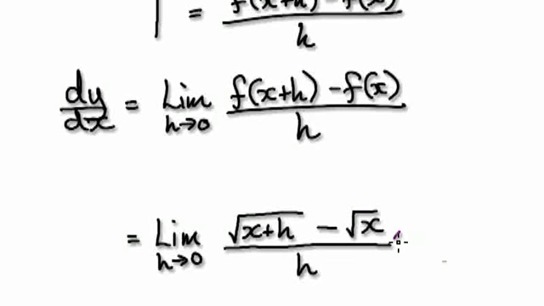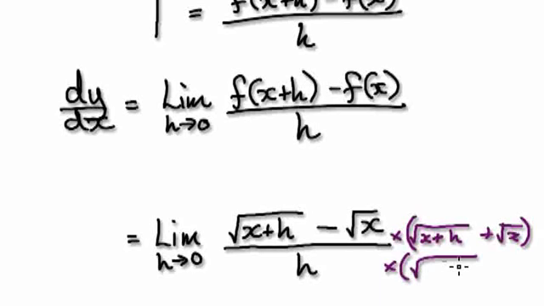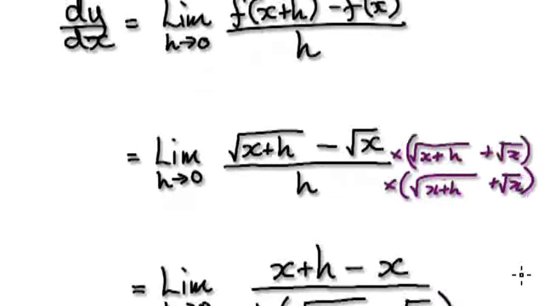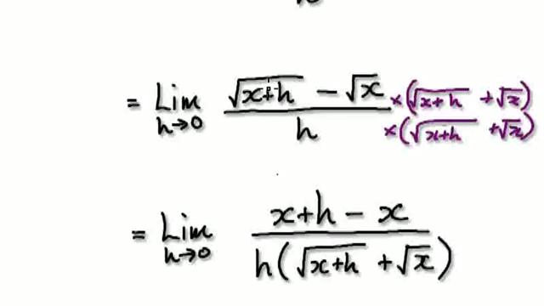Okay, so to do this here, you would times top and bottom by the conjugate of this thing here. So that would be x plus h, and then plus root of x. And then times x plus h plus root of x. And then that will take you to this here.